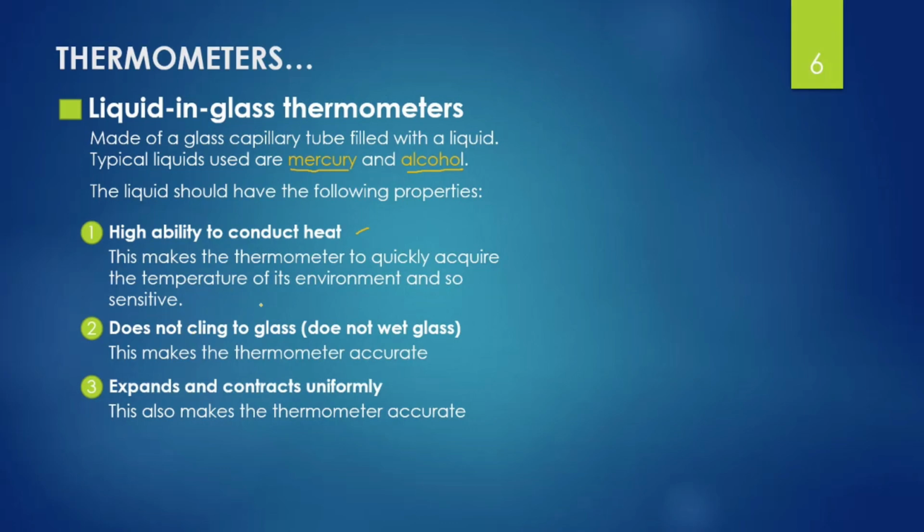It should not be a liquid that clings to or wets glass. Okay, so for example, when you put water in a glass, water sticks to the walls of the glass. Such a liquid is not good for a thermometer. And of course, the liquid should expand and contract uniformly, and that makes the thermometer accurate.